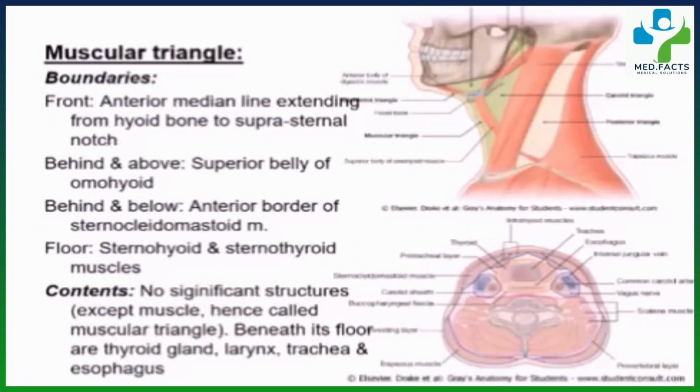To begin with, we'll begin with the muscular triangle, which is in the front, just beside the midline structures of the neck. So the boundaries, as we know, the anterior boundary is formed by the midline structures of the neck, the lower part of the midline structures of the neck. Behind and above we have this muscle. What is this? This is the superior belly of the omohyoid.